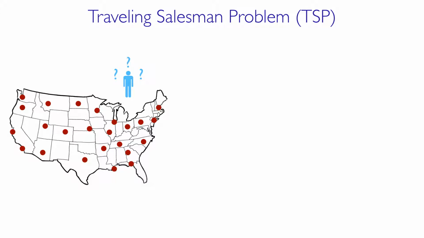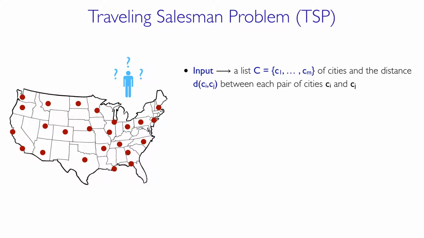Let us fix the concept with an example. The traveling salesman problem, TSP for short, is a well-known problem in theoretical computer science and optimization. Suppose a salesman has to travel to different cities in the US in order to sell some products. Of course, his goal is to find a tour that allows him to visit all the cities while minimizing the total traveled distance.